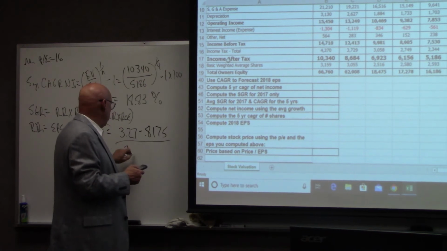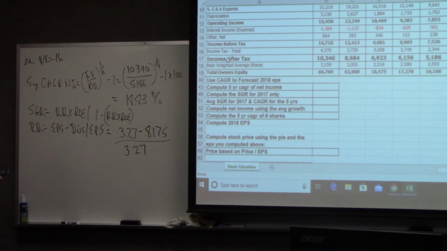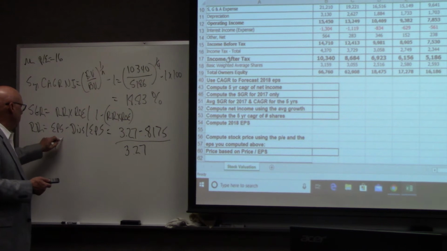divided by 3.27. Okay, and so 3.27 minus 0.8175 is equal to 2.45 divided by 3.27 equals 0.75. So our retention rate is 75%.